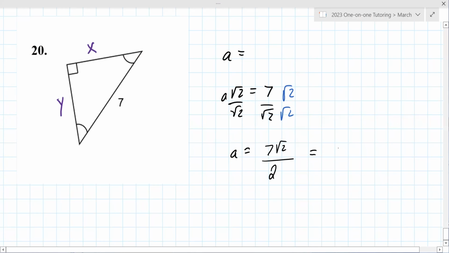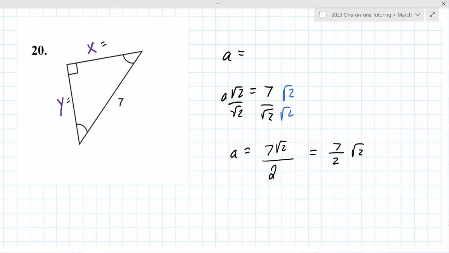And so a couple of things you could do here. You can just leave it as is, or you could write 7 over 2 in front of root 2. They're both okay. But these are the X and the Y values. They're both the same. So just be 7 over 2 and then square root 2.